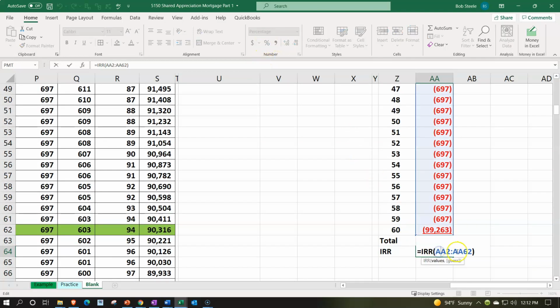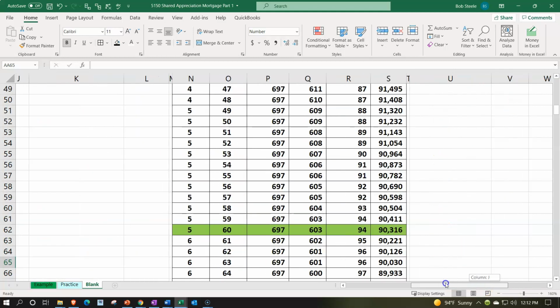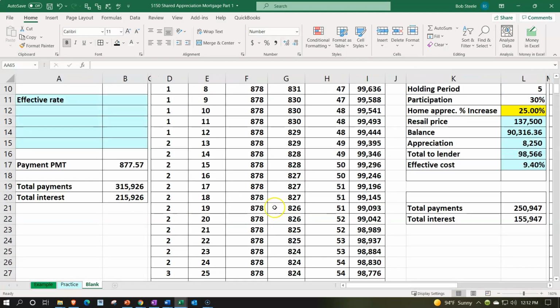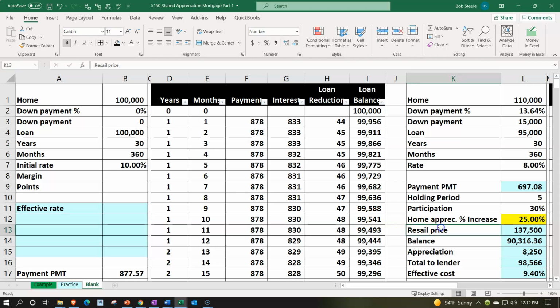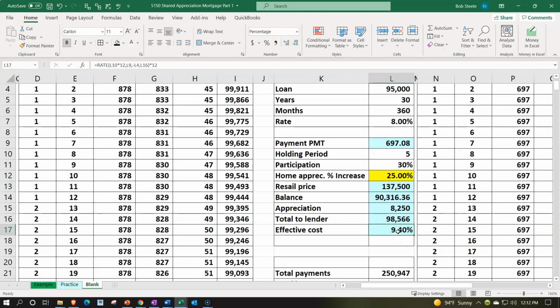Let's make it yearly, double-clicking on it, going to the end of it, multiplying times 12. So we're at the 9.4. Once again, we basically calculated that effective rate we did there in a way that I feel might be a little bit more intuitive to look at those kind of cash flows.